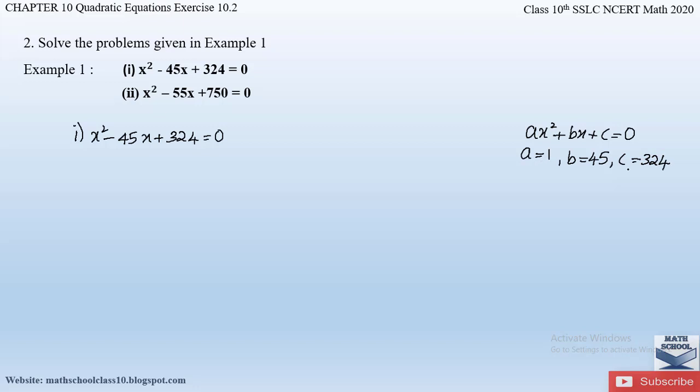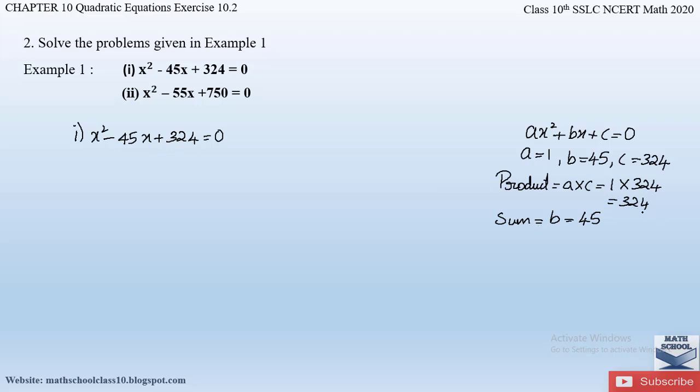Initially we are not taking the signs, just take the numbers. So what is the product? Product is given by a into c, where a value is 1 and c is 324. So this will be equal to 324. And sum is equal to b, that is 45. We are taking sum since the value of c is positive. If it was negative here, we would have taken the difference.